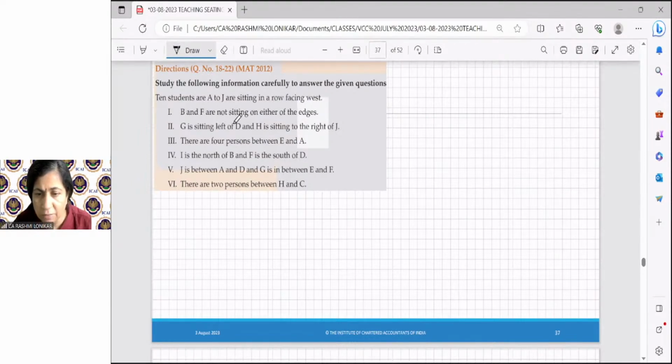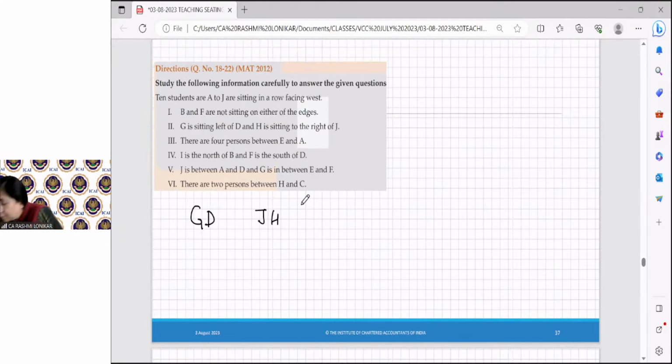First condition is B and F are not sitting on either of the edges. Right now we are not going to consider that. G is sitting to the left of D, so it is GD. And H is sitting to the right of J. So the right of J is H. So first step is GD, and H is sitting to the right of J.